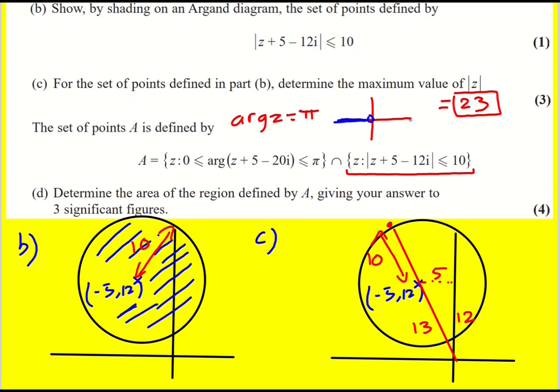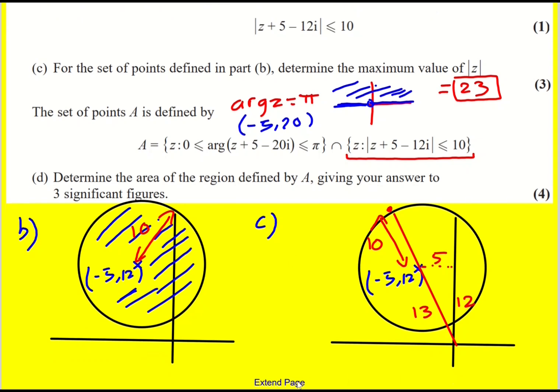Can't be at the origin itself. And if you had the argument equal to 0, it would be going along this line. So what this is saying is it's between 0 and pi. It could be any of this region here. And then the 5 and the minus 20 is just another translation, a bit like we did before. So actually we need to look at the point minus 5, 20.